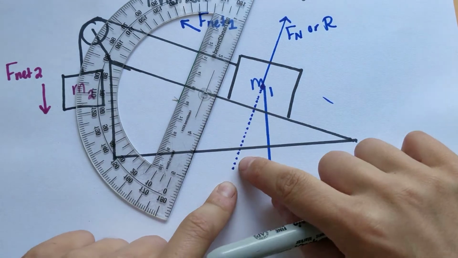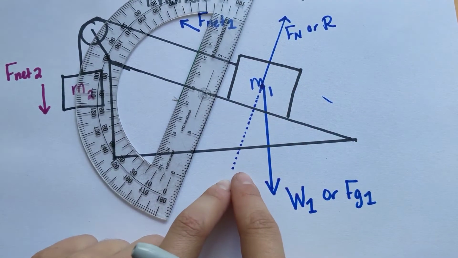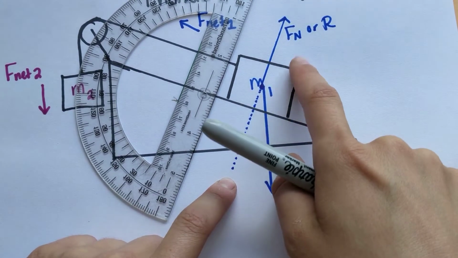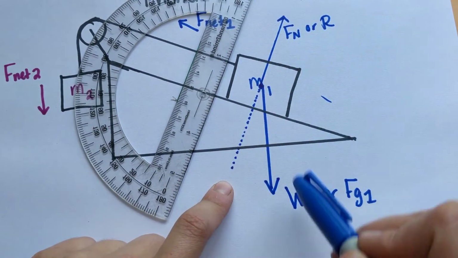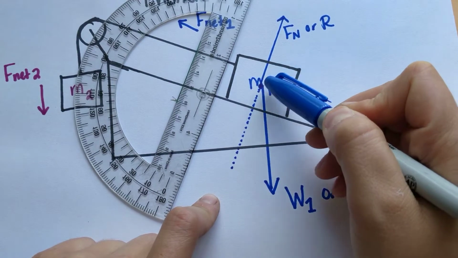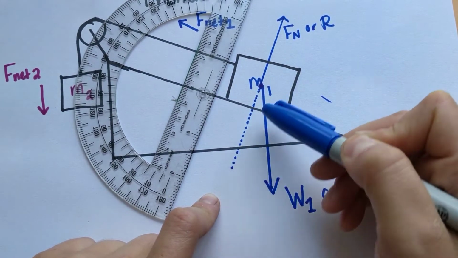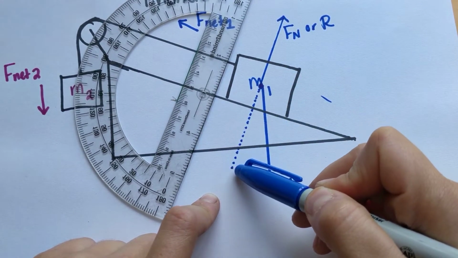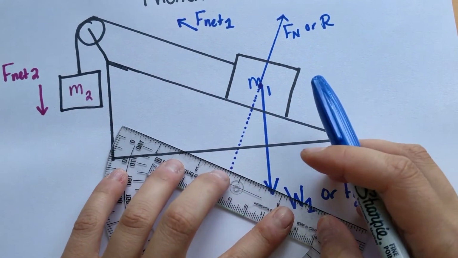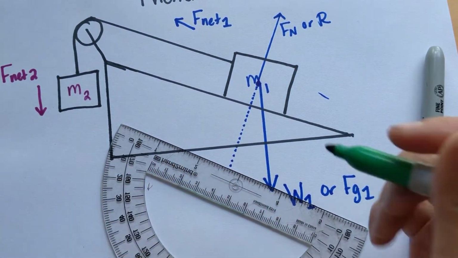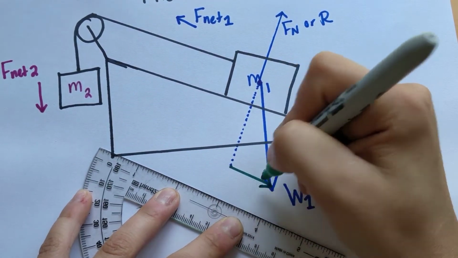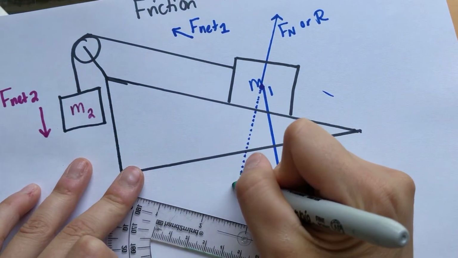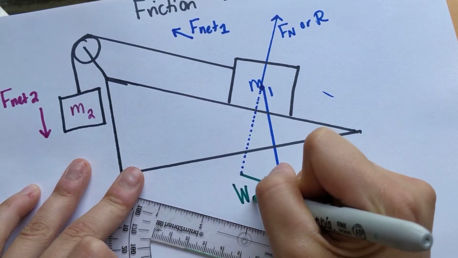Now this is just the component of gravity that gives rise to the force normal. It opposes the force normal. So part of the weight or the force of gravity on M1 goes down through the ramp, and the other part actually is parallel to the ramp. So I'll draw that here. This component of the weight that's parallel to the ramp, I'm going to label it W parallel.